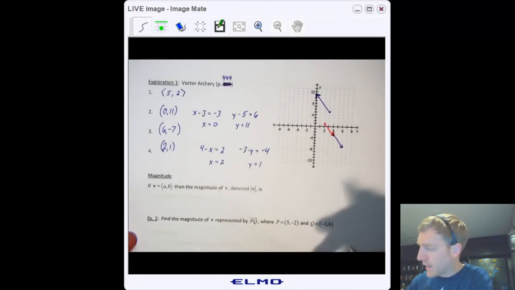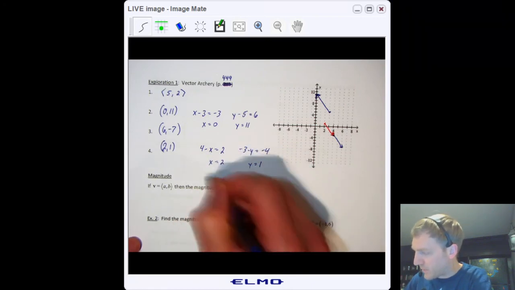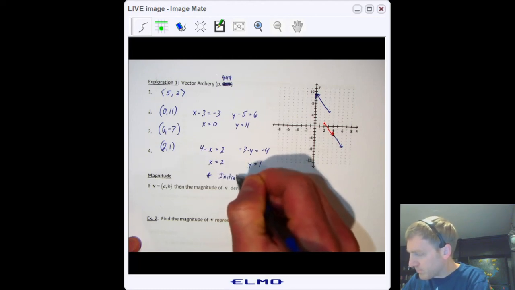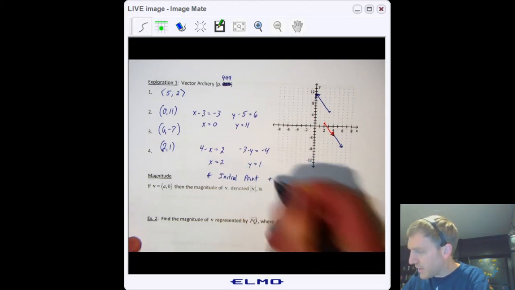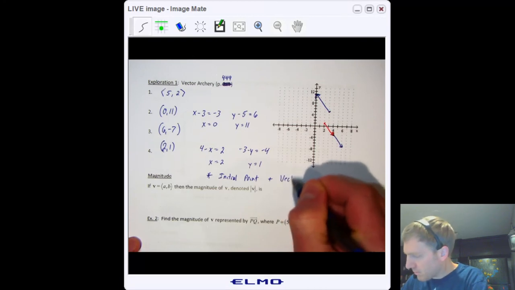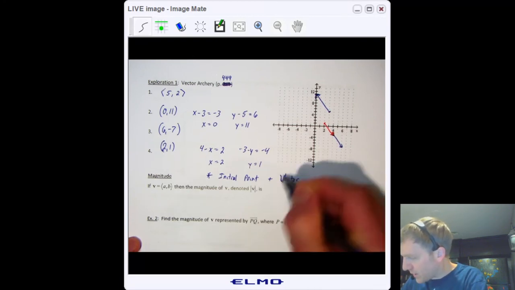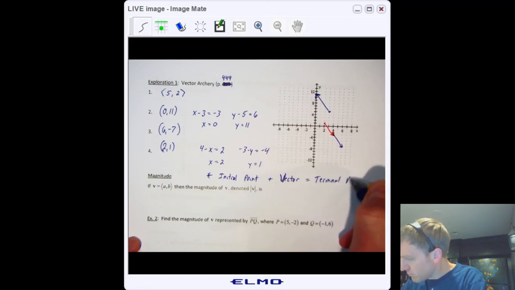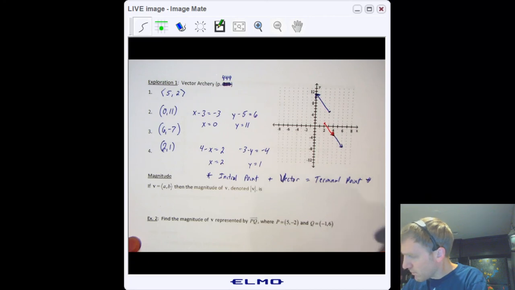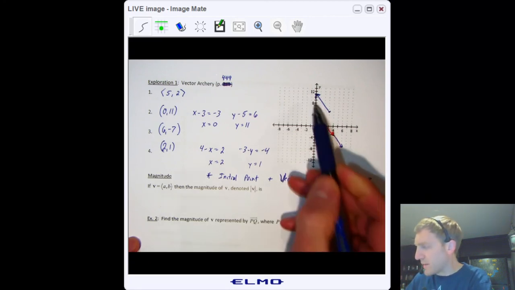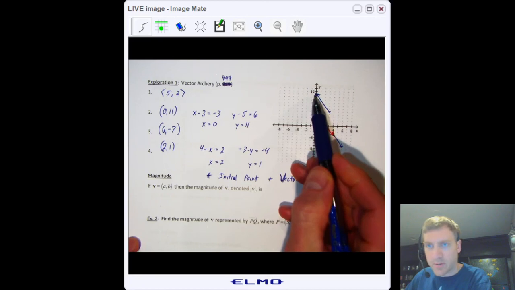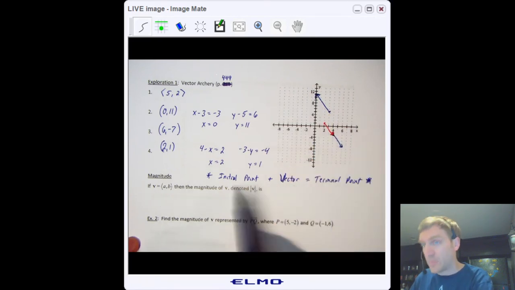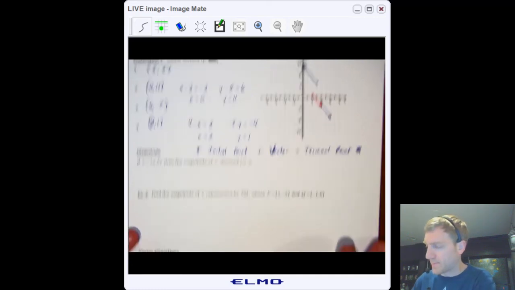A little note here, let me write below to help you out. If you start at the initial point and then you add the vector, you should end up with the terminal point. That's basically what I did here: the initial point plus the vector is the terminal point. So just realize that a vector tells you how to get from the initial point to the terminal point. That's one way to think about it.